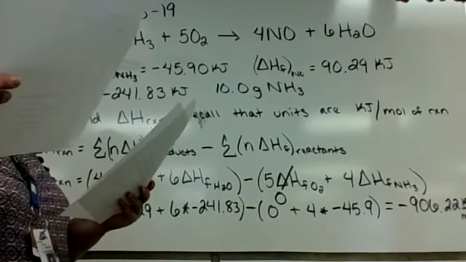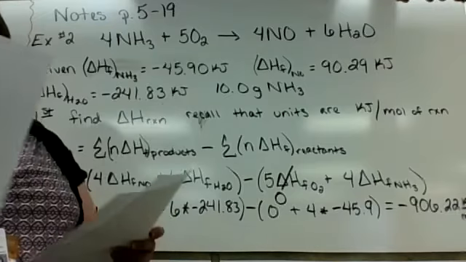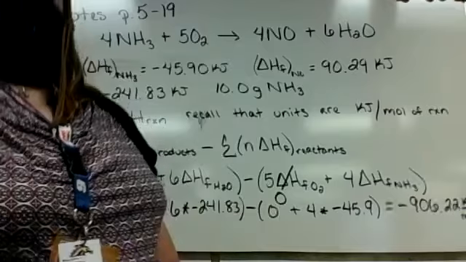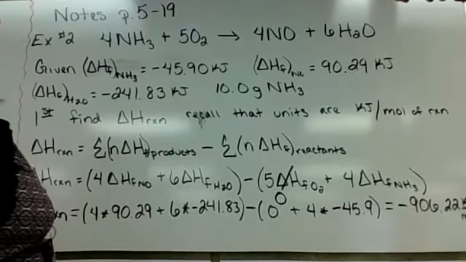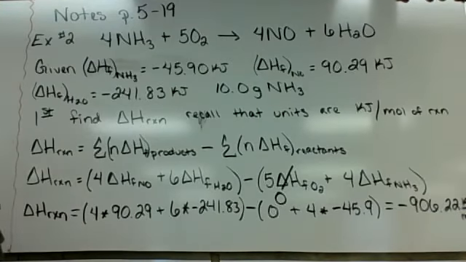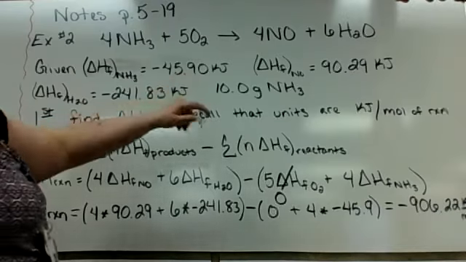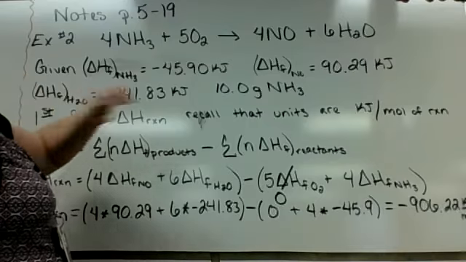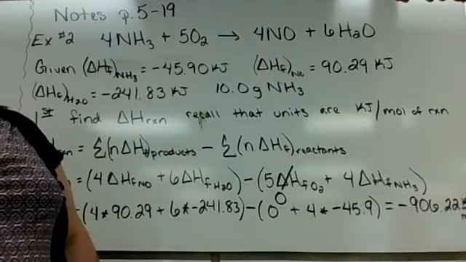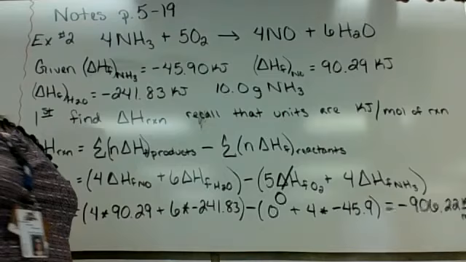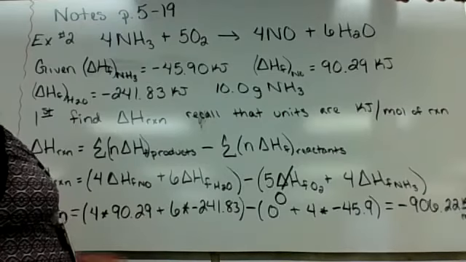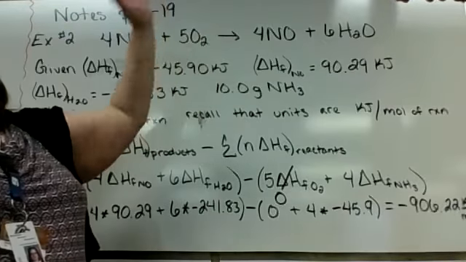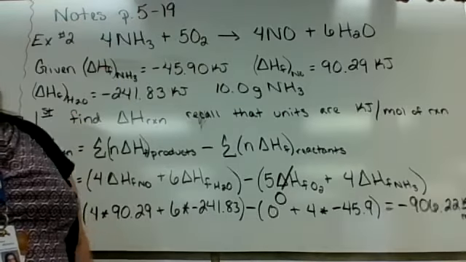Five B says calculate the heat produced from 1 gram of butane. And in this problem, we want the enthalpy evolved or absorbed by 10 grams of NH3. So, do we have a perfect stoichiometric amount of NH3?